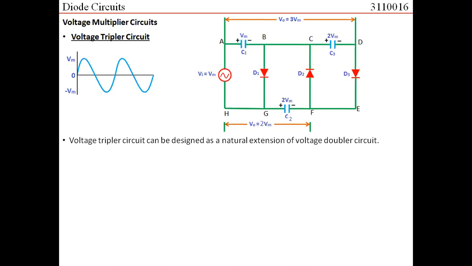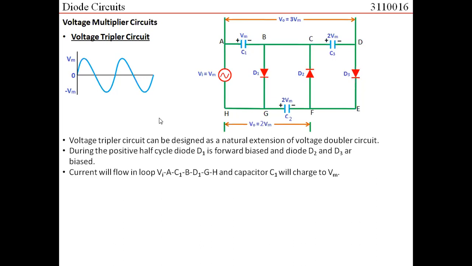As discussed earlier, the whole idea behind the voltage multiplier circuit is to charge each capacitor to the peak value and arrange the capacitors such that you basically get addition of the voltages across the capacitors. Right? Let us try to understand this circuit.